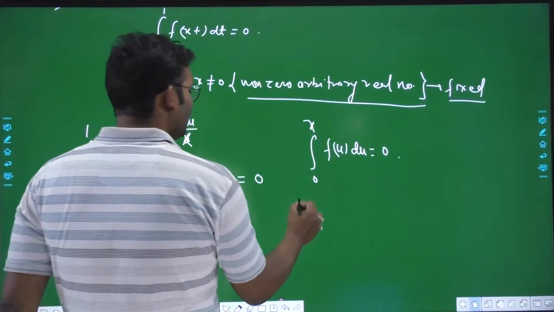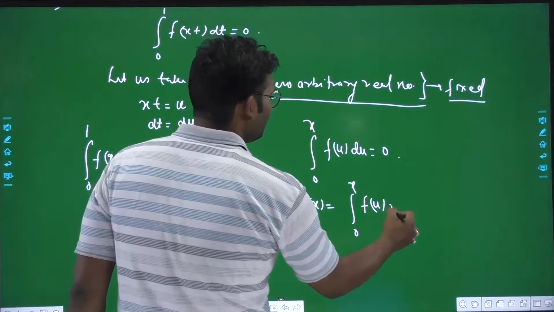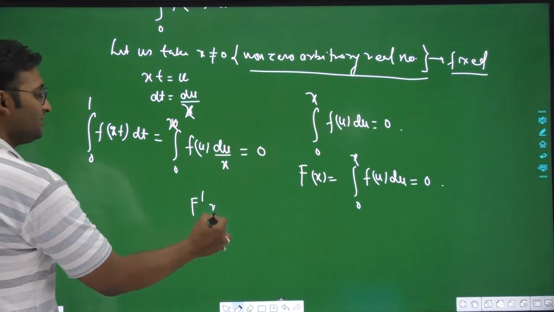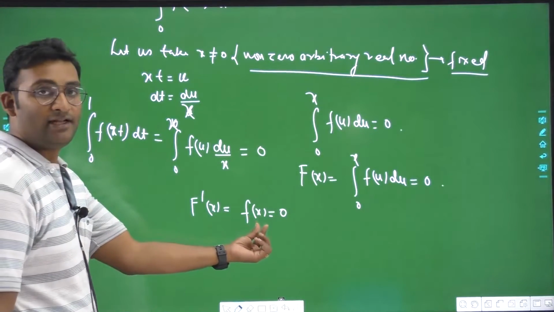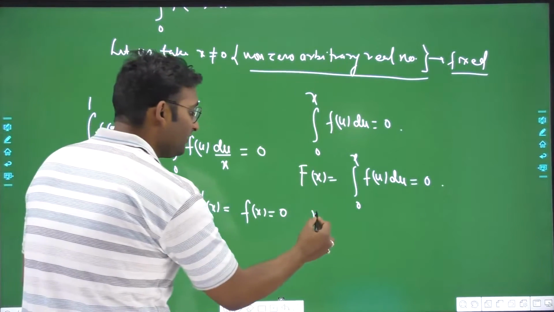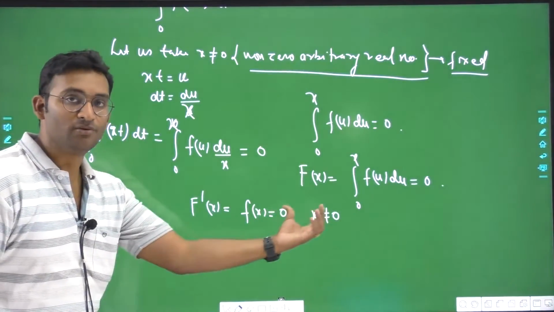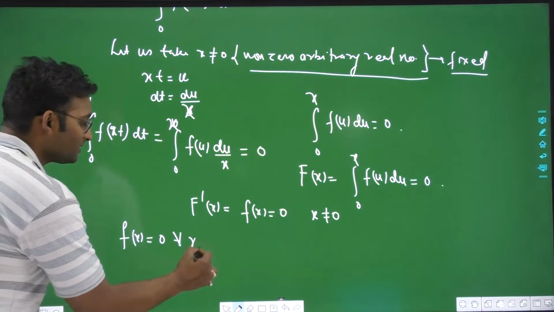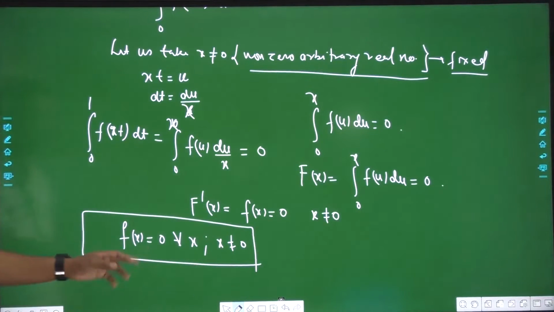First thing, this is how it is. Secondly, let us assume that F of x is equal to the integral from 0 to x of f of u du, and this is equal to 0. It implies F dash x, that is f of x, is equal to 0. Now here x is any arbitrary non-zero real number. So for any arbitrary non-zero real number, you are getting f of x to be equal to 0. That implies f of x is equal to 0 for all x such that x is non-zero. Since it is true for any arbitrary non-zero real number, it is true for every non-zero real number.